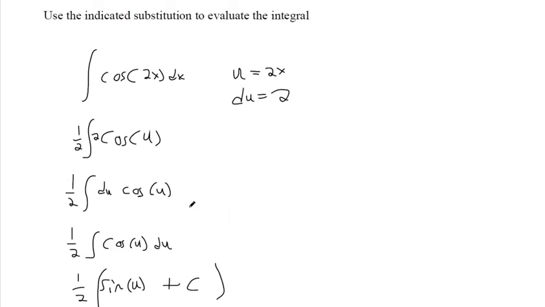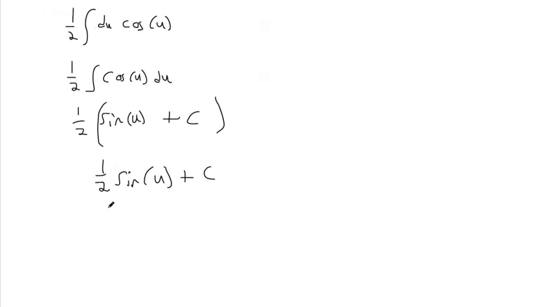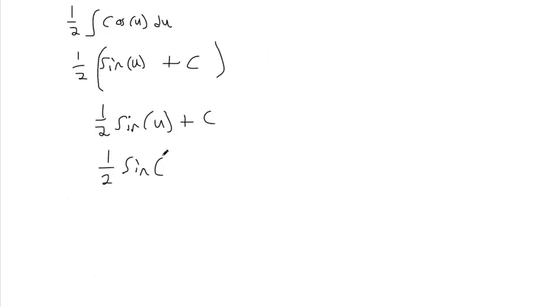So we've got our antiderivative. But we're supposed to say our answer in terms of x. So your last step after you do the antiderivative is just to plug your u substitution back in. So plug in 2x back in here. And there we go.